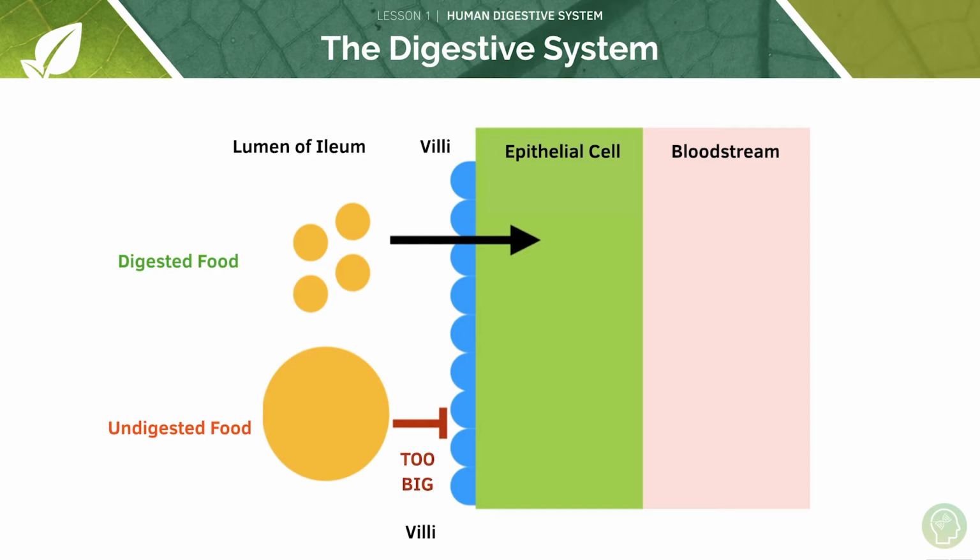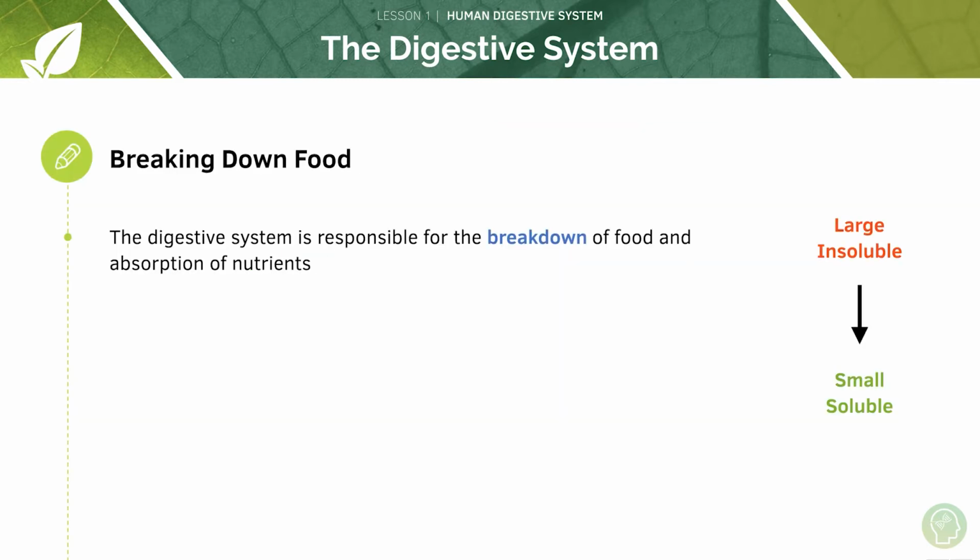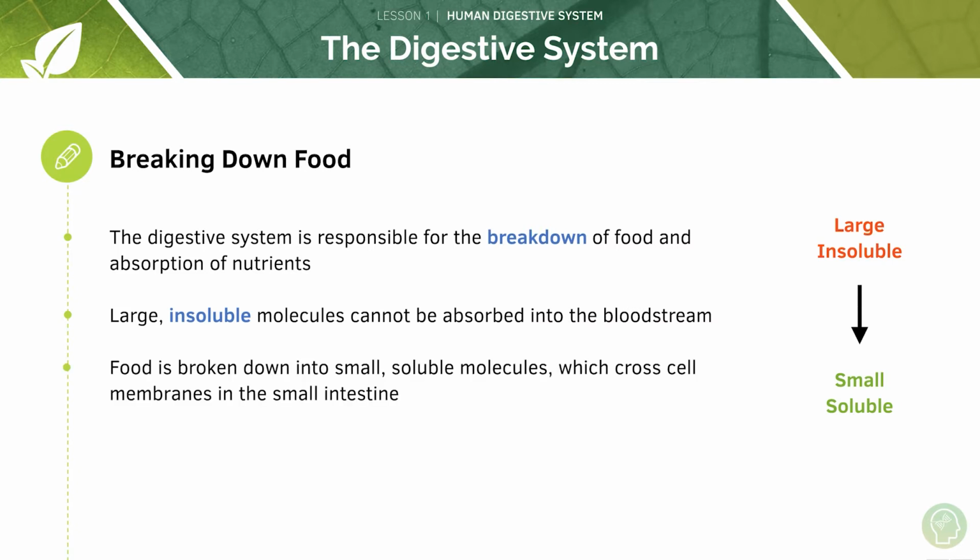So overall, digestion involves breaking down large molecules of food which are too big to be absorbed into smaller, more soluble molecules of food which can then pass easily into the bloodstream. And this is really, really vital. So this is the key function of the digestive system: the breakdown of food and the absorption of nutrients. So, as we said, large insoluble molecules cannot be absorbed into the bloodstream, and hence they must be broken down into smaller, more soluble molecules which can cross cell membranes in the small intestine.